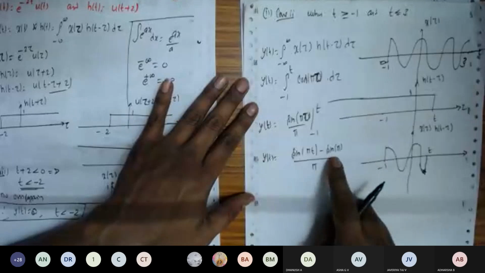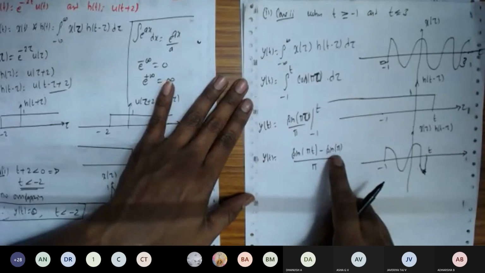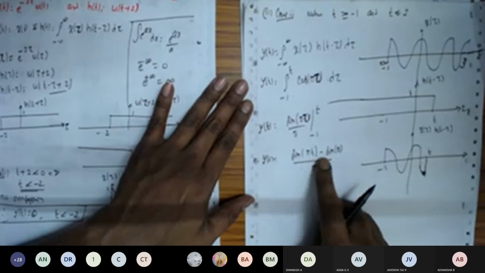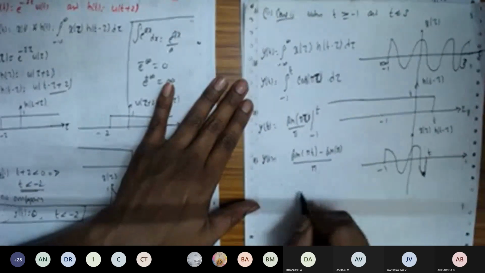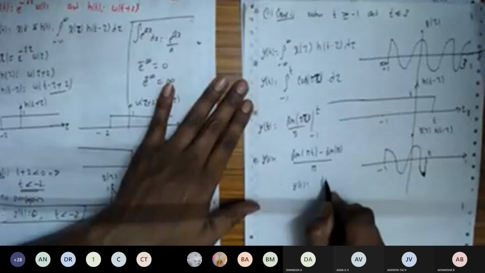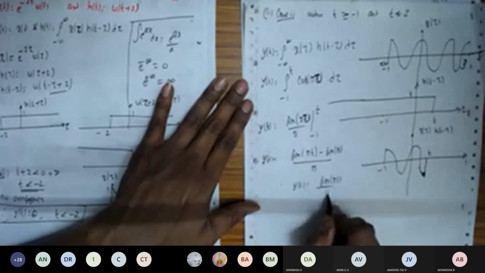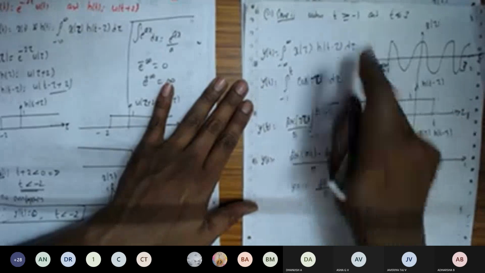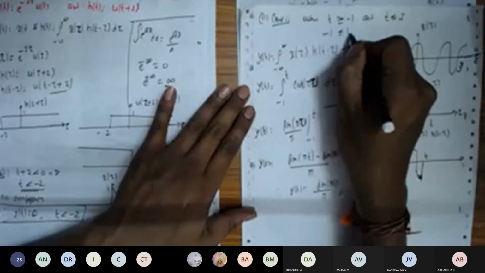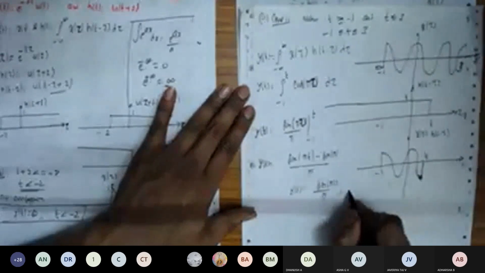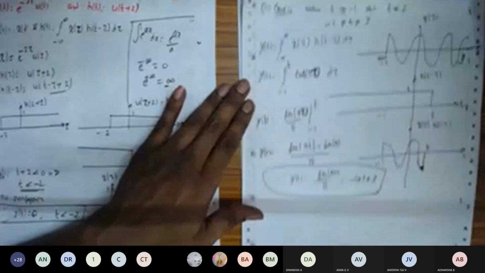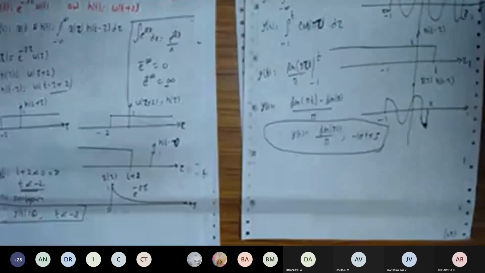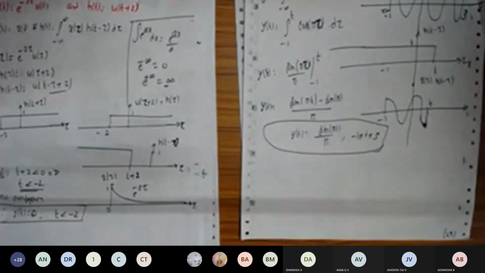So sin pi, which is sin 180 degrees, is nothing but 0 here. And sin pi t stays as it is, because we don't know the value of t here. Therefore y of t will become equal to sin pi t divided by pi, for t greater than or equal to minus 1 and less than or equal to 3. So minus 1 is less than or equal to t, less than or equal to 3. This is the time index here. So sin pi t by pi, from minus 1 to 3.